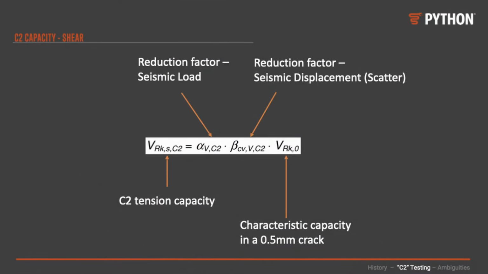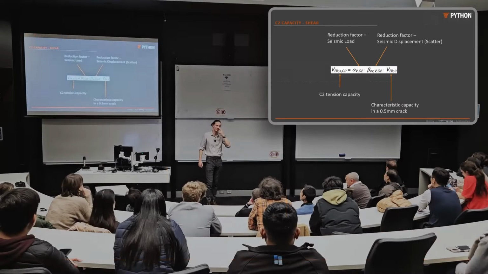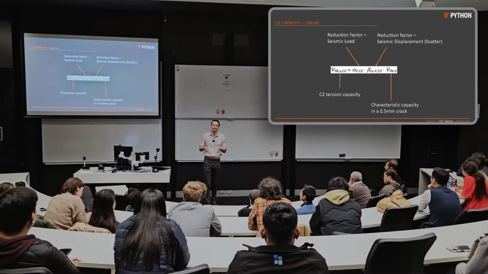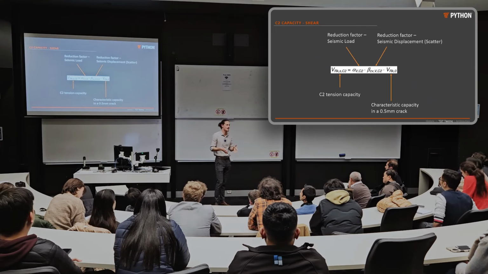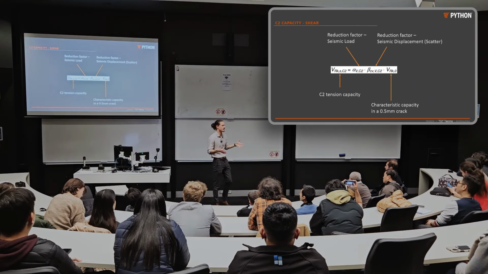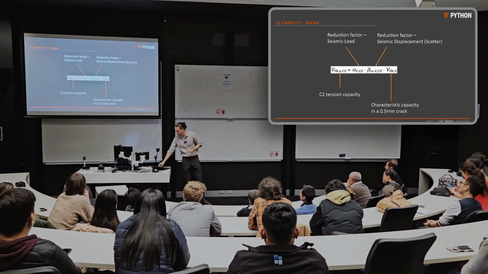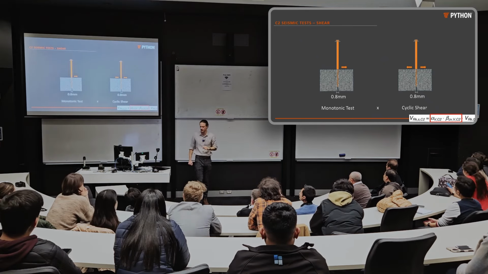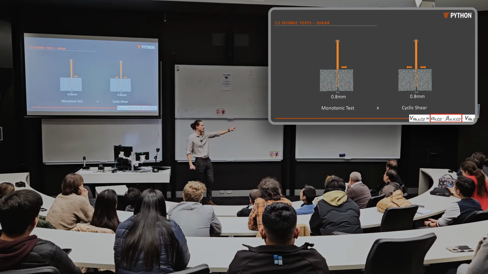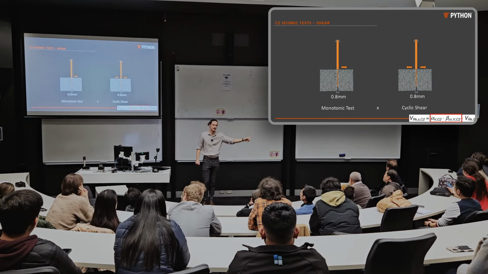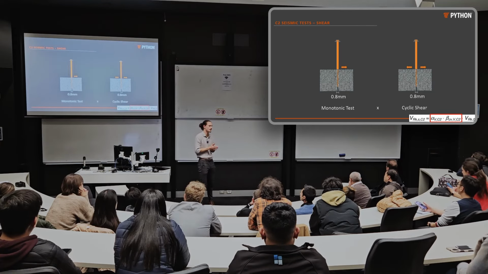Okay, shear. You'll be thankful to hear I'm not going to go through shear in the same level of detail. It's much the same philosophy, right? You start with your base level shear capacity in a 0.5 crack representing service level conditions or light seismic loading. You then reduce it by the alpha and beta factor. There is one thing that is worth noting for shear testing. These are the tests that are run for C2. So you only have your monotonic test and your cyclic shear. You don't run the cyclic crack width test for shear.